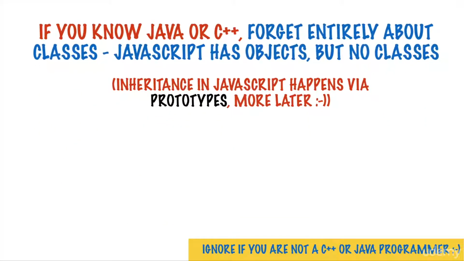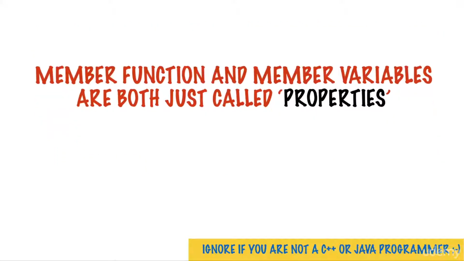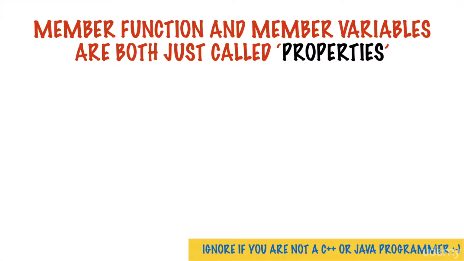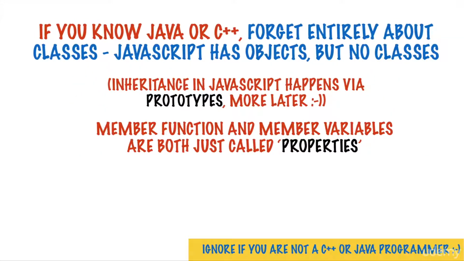In Java and C++, we talk a lot about member functions and member variables. Member functions and member variables within JavaScript are both just called properties. A member function or a member variable is simply a property in JavaScript. There is no separation beyond that. Properties of an object are usually public, but it's possible to make them private or protected by using closures. You have to do some tricky things using closures to make them private or protected. It is possible though. Remember this for now, we'll talk about this again later.